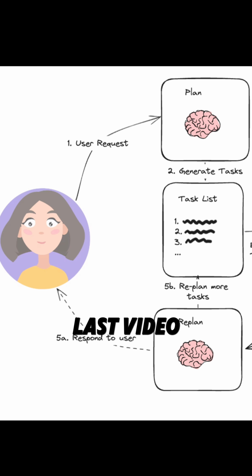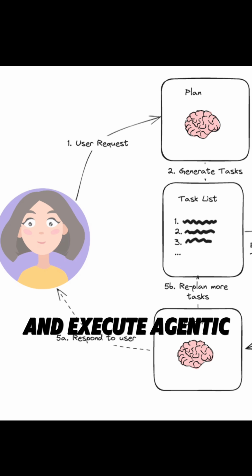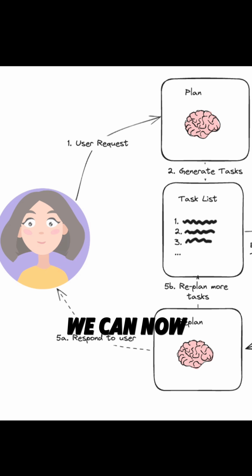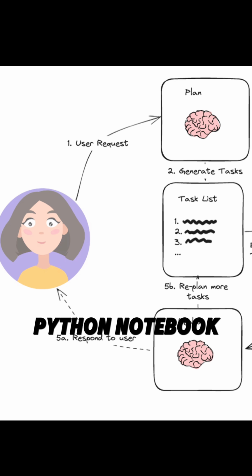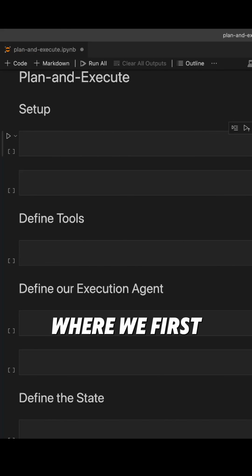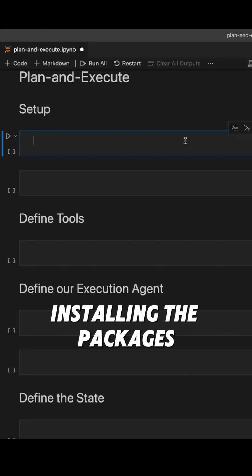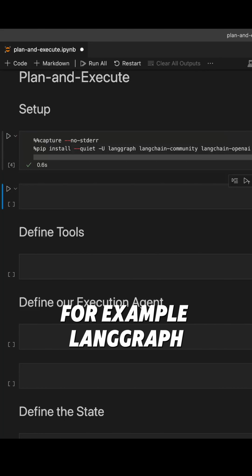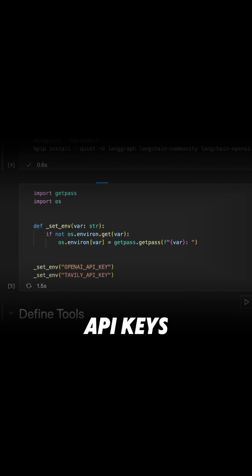After we have seen in the last video how the Plan and Execute Agentic AI can work, let's see how we can now implement this in the Python notebook. So let's jump into VS Code, where we first need to set up the project. So basically installing the packages, for example, LangGraph. Then we also need to set API keys, for example, for OpenAI and for Tavily.